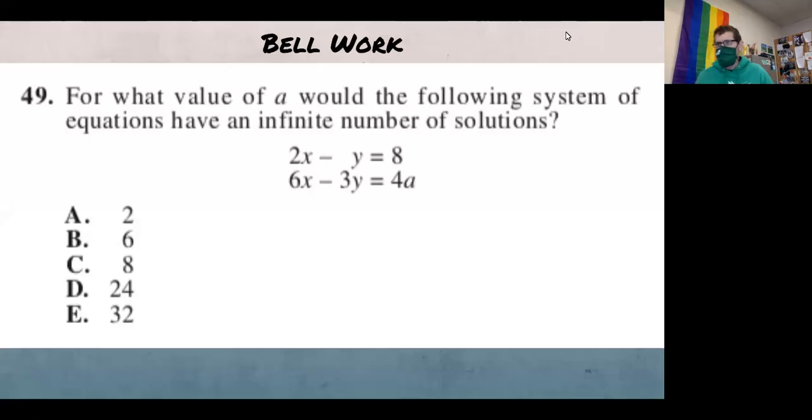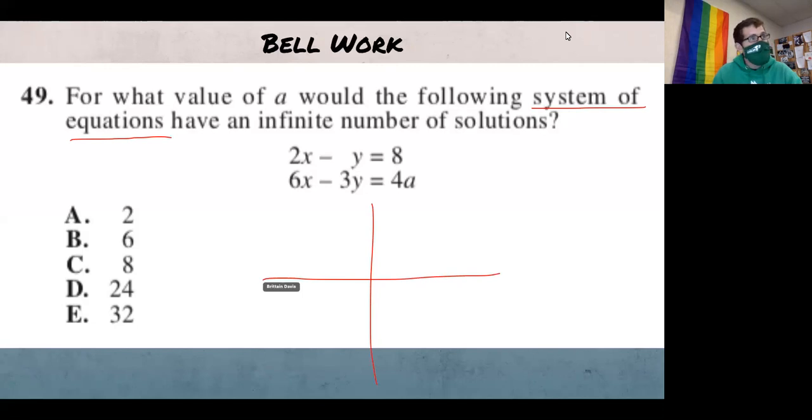So I want to remind you guys, when you look at this bell work, that this is dealing with a system of equations. It even says system of equations right here. And you guys learned about this in Algebra 1. And what you learned about primarily looked like this.